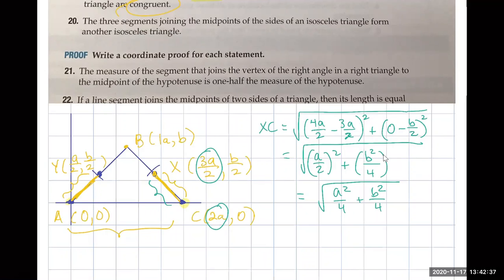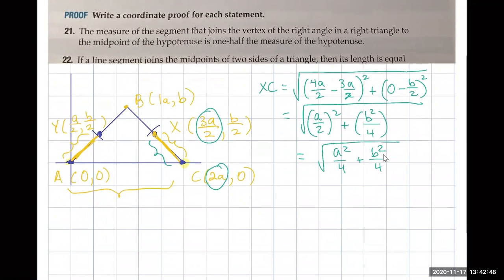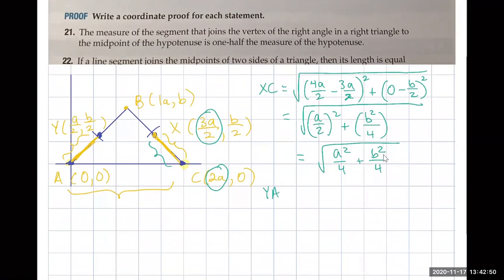Well, I guess we could take the square root of the bottom, but let's just say right now the goal, if we look at the big picture, is to show that the expression I get for this should be the same as the expression I get for the segment YA. Those two should be the same thing. Now the other side is a little bit easier. If you do the distance formula between Y and A, you're subtracting 0. So it's a over 2 squared plus b over 2 squared.